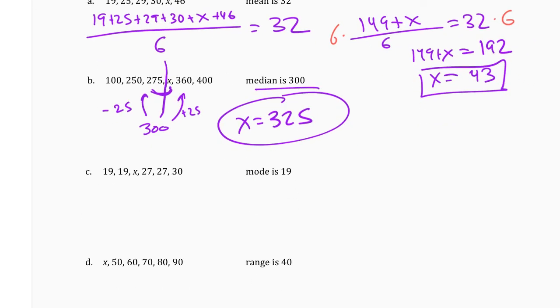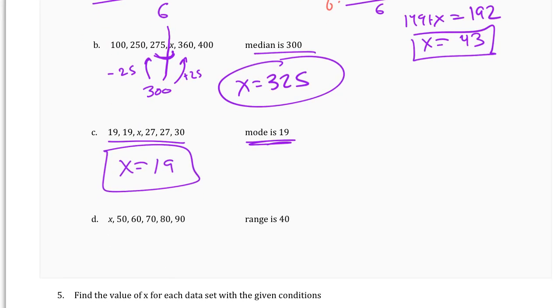C, I want the mode to be 19. Well, that means it's the most common number, so I just need x to be 19. Last one, range is 40. Well, if my biggest number is 90 and I want the range to be 40, I need my smallest number to be 50. So x equals 50, because 90 minus 50 gives me a range of 40.